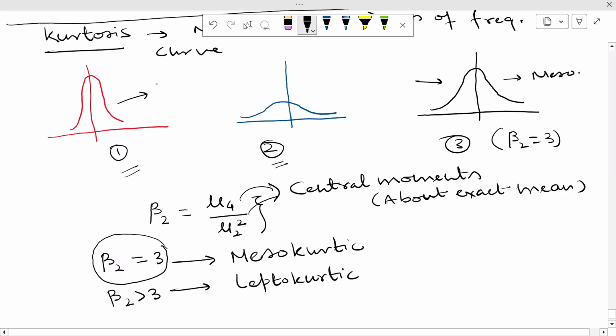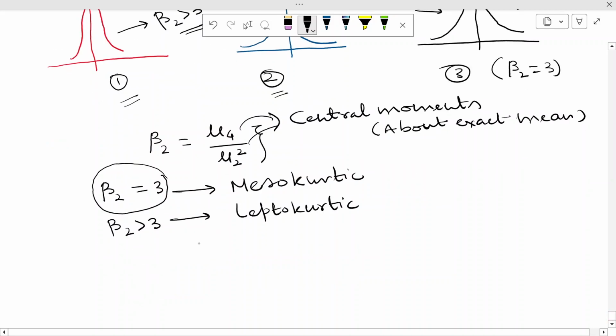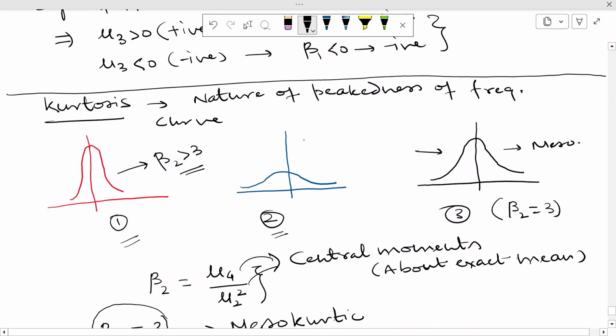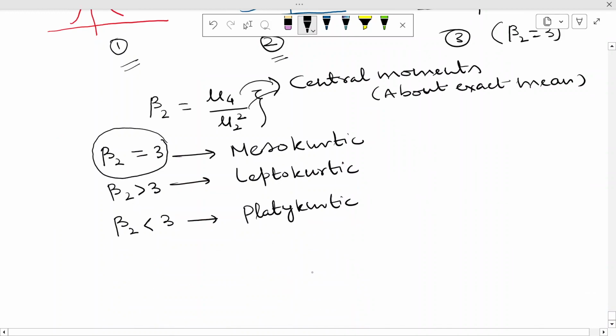So this is the situation when your beta 2 is greater than 3, meaning when the frequency curve has more height as compared to the normal curve. And last, when your beta 2 is less than 3, this is the situation when your data is platykurtic. So when your data is platykurtic, this is the situation when our beta 2 is less than 3. So this is how we can measure the kurtosis of any data.